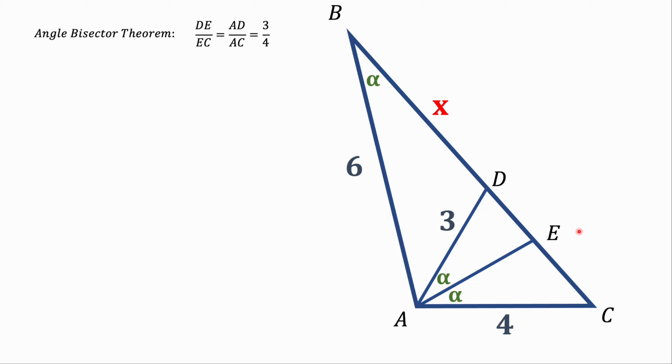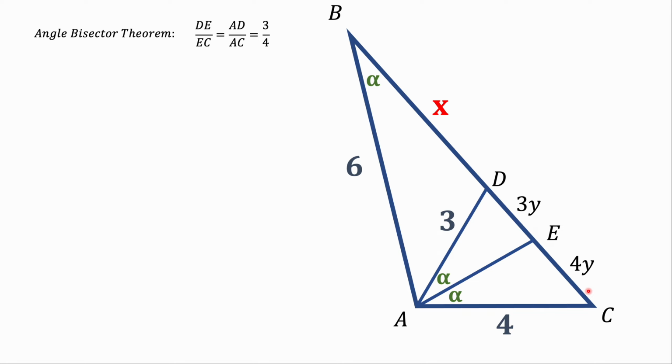The angle bisector theorem tells us how the segments DE and EC are related if we know the lengths of AD and AC. So we know that DE divided by EC is equal to AD divided by AC. In our case, this ratio is 3/4. So if we say that DE equals 3y, where y is some unknown, in this case, EC has to be 4y.